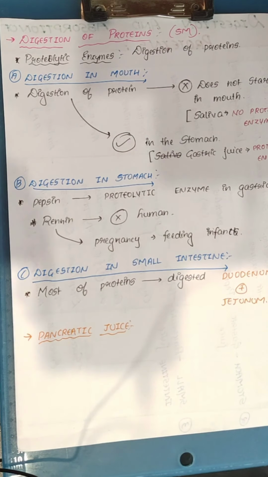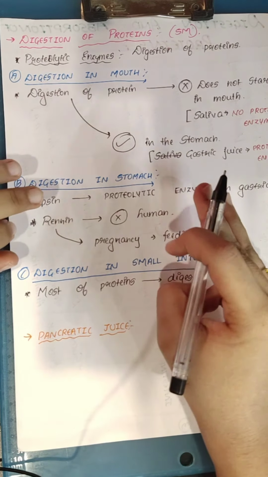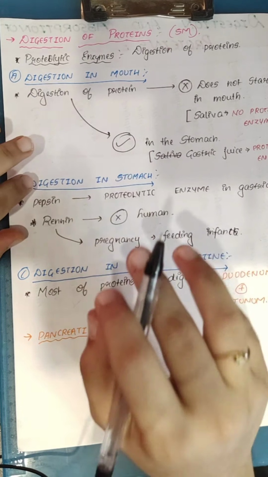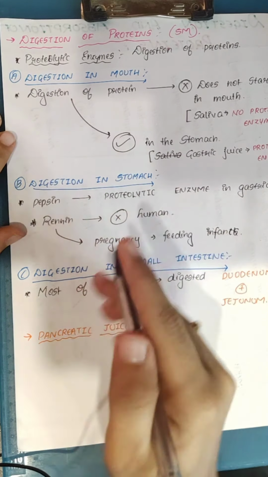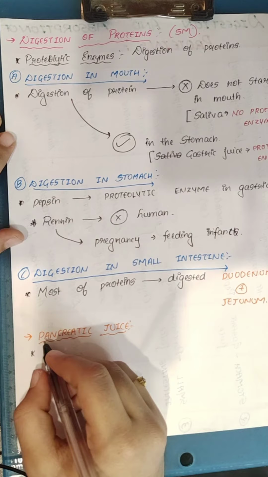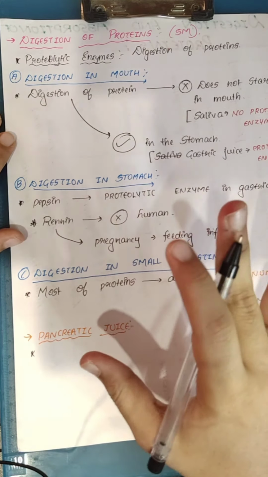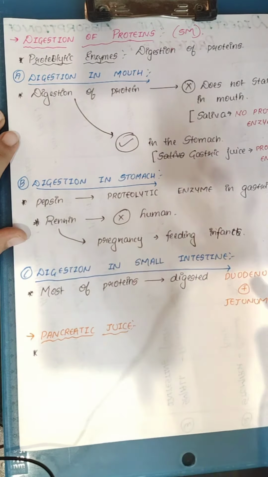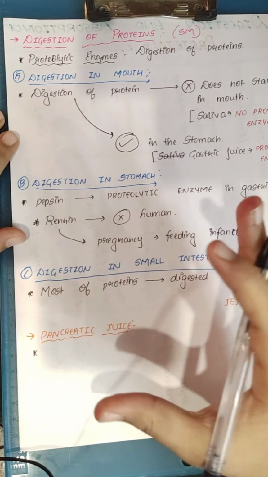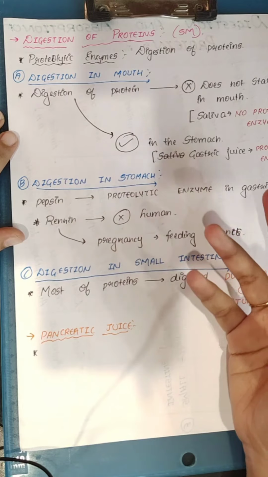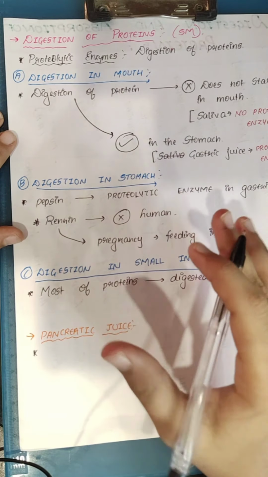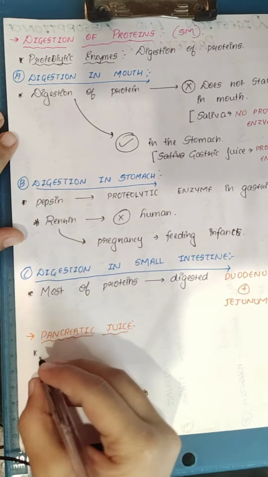Pancreatic juice, as we have spoken, contains three main enzymes, that is trypsin, chymotrypsin as well as carboxypeptidases. Of these three enzymes, trypsin as well as chymotrypsin are also called endopeptidases. What are endopeptidases? They break the peptide bonds within the molecule, thus they are called endopeptidases.